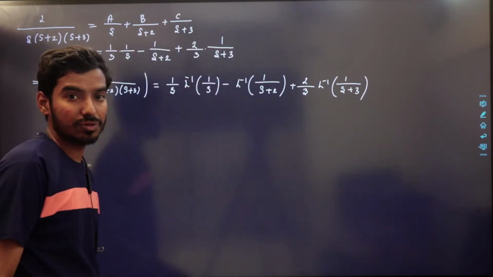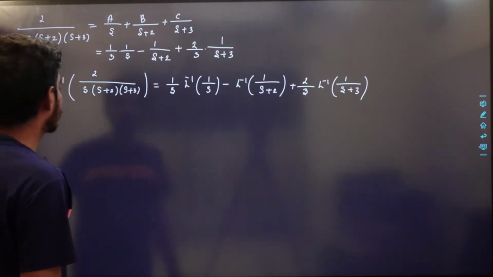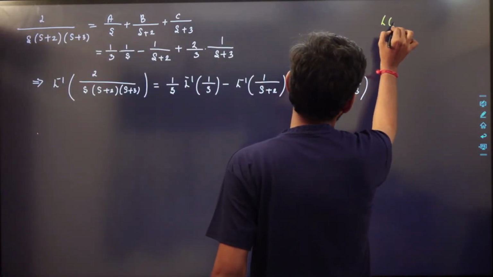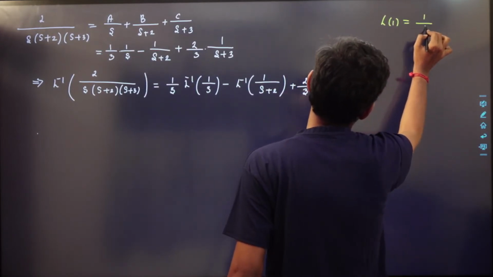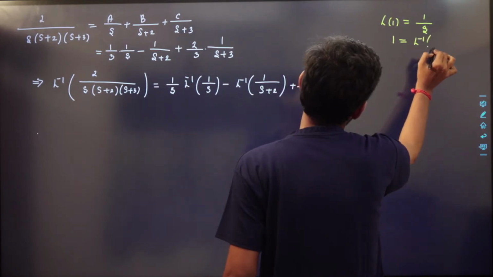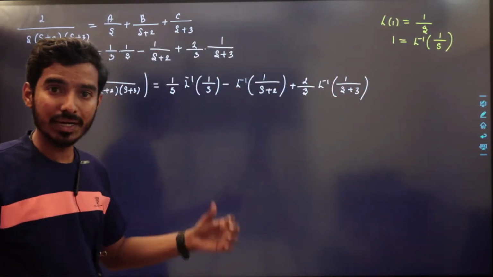Now you have to be thorough with all the formulas, right? So what is L of 1? We know these three formulas, right? L of 1 is 1 by s. That means 1 is equal to L inverse of 1 by s, right? So L inverse of 1 by s is 1. You need to apply the inverse.